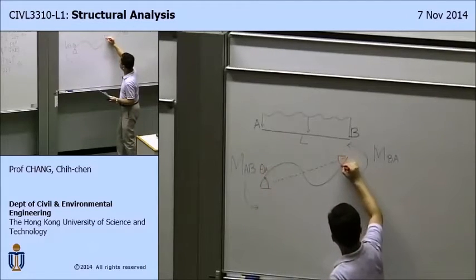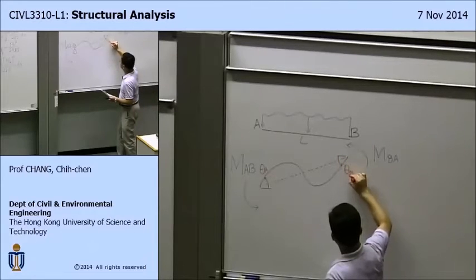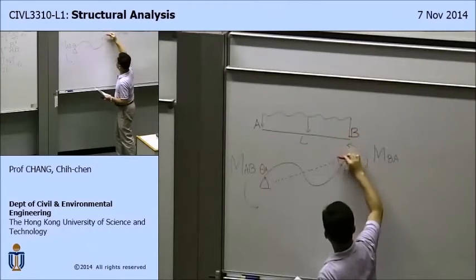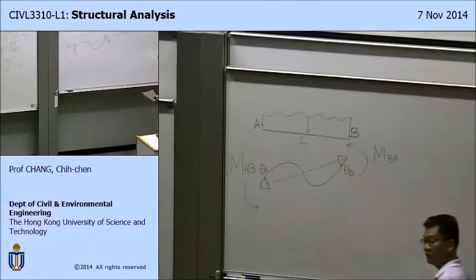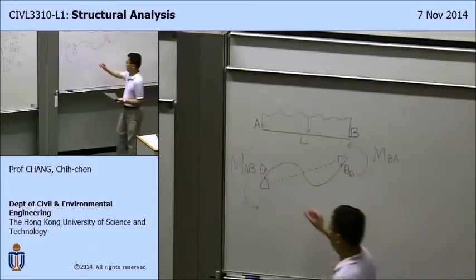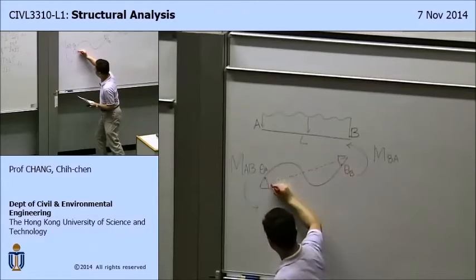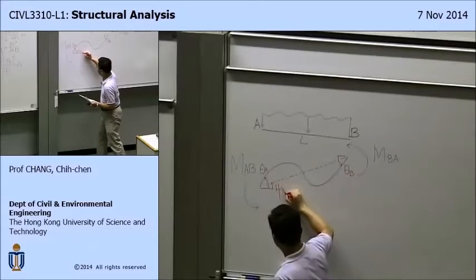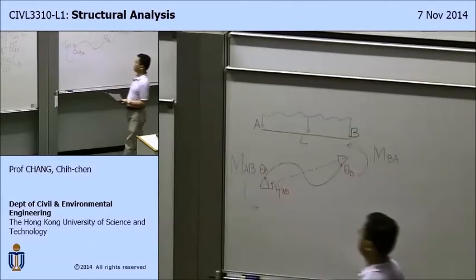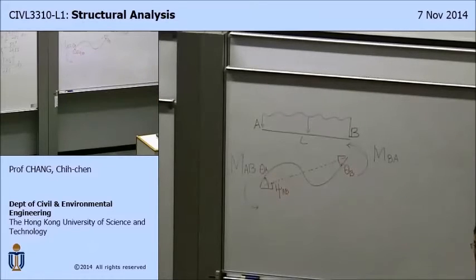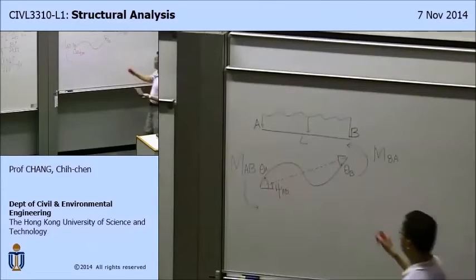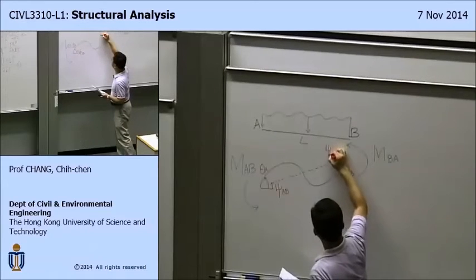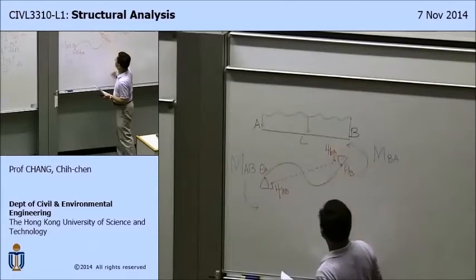Rotation angle theta B is defined from the reference. This is the reference. So this is also a positive rotation angle. And this is the so-called rigid body rotation angle, psi AB. Also positive, counterclockwise. We should have another one called rigid body rotation angle, psi BA.